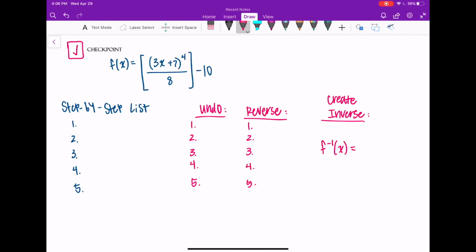Okay, time for a checkpoint. I would like everyone to try to create a step-by-step operations list for f of x, and then use the process that we learned in the previous boxes to create the inverse function. Good luck!